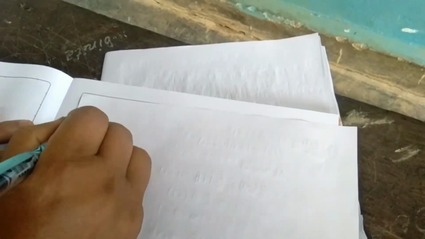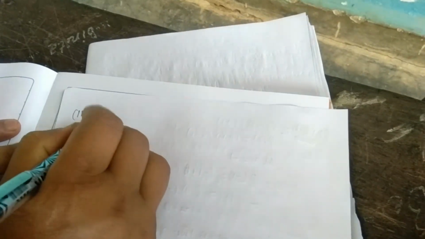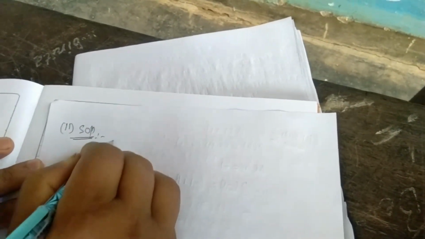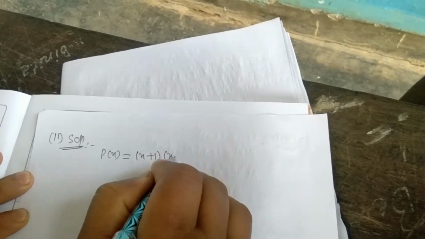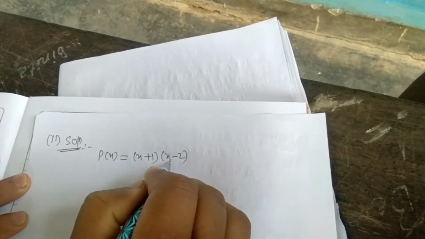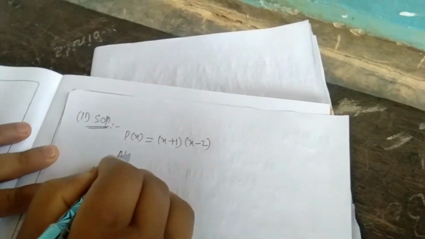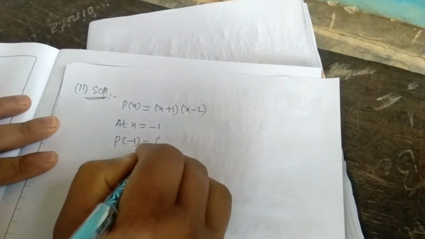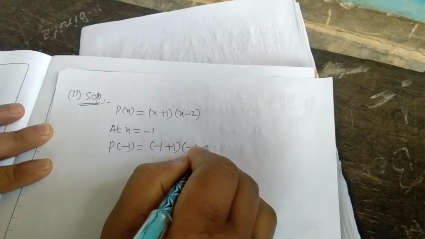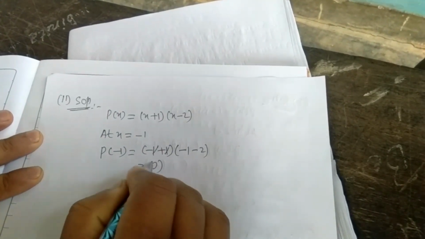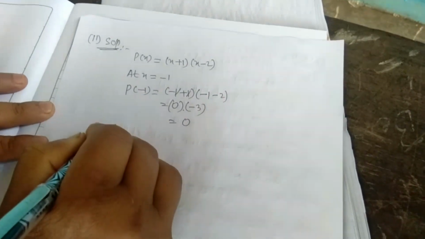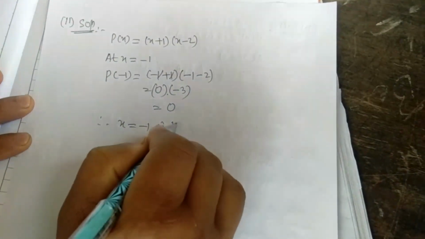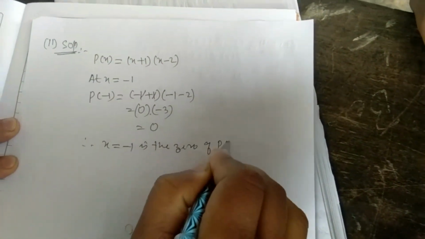Now solution to question number 2, today's last question, this one, the rest we will do tomorrow. p(x) equal to (x plus 1) into (x minus 2). It is given x equal to minus 1, 2. At a time we cannot put both the values. So first we'll take x equal to minus 1. In place of x you put minus 1. Minus 1 plus 1, and in place of x you put minus 1 minus 2. Negative and positive cancel, 0 remains here. Both are negative, minus 3. If you multiply any number by 0, it is always 0. So we got 0. Therefore, x equal to minus 1 is the zero of p(x).